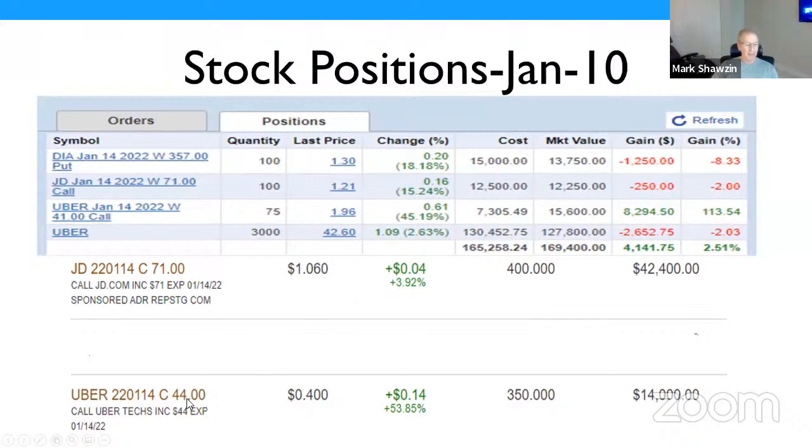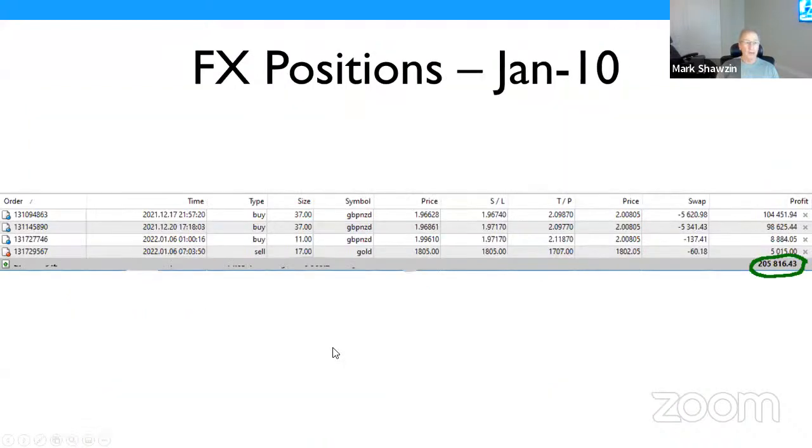And then I had these $44 call options in Uber, and they were 40 cents yesterday. They went over 90 cents today, and so I doubled my money there also. So these were my FX positions yesterday, pretty much the same. I got out of gold. You can see I had a stop loss in gold at 1805. Where I got in, it went to 1805. Now it's a lot higher. I got stopped out, and I just have these 3 pound New Zealand positions on now.